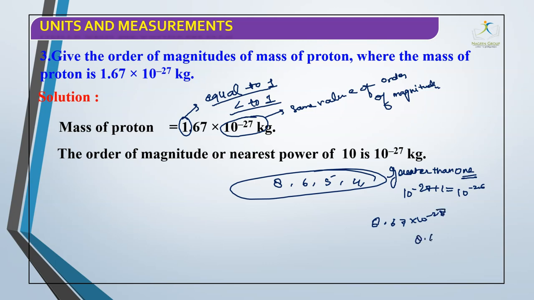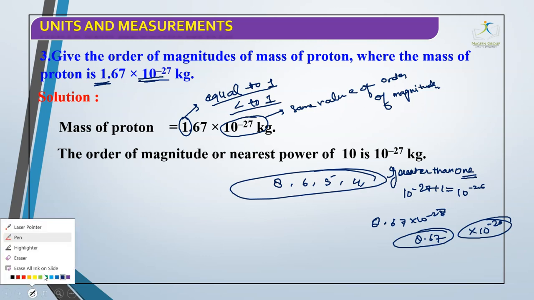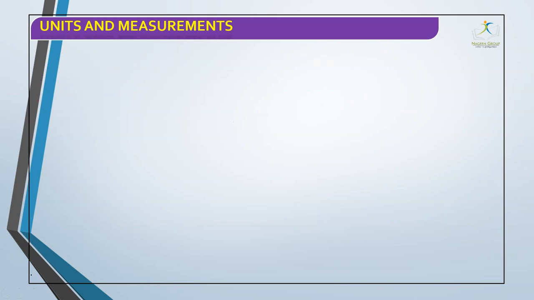So in this case 8.67 is the number, and the order will be 10 to the power minus 26. But here the value of a1 is less than or equal to 1, so in that scenario we just keep the same values. I hope you understand, students, what I am trying to elaborate.